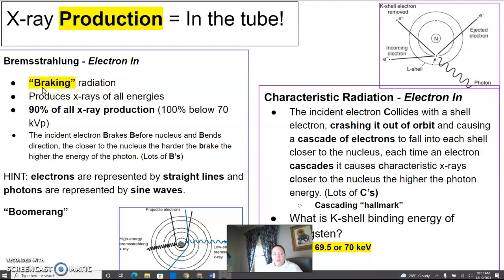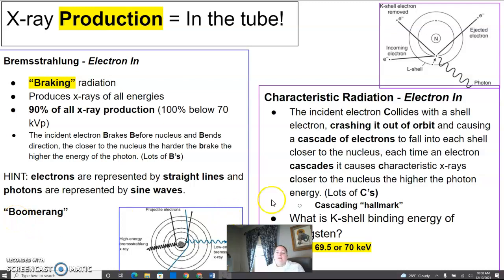Bremsstrahlung radiation, so if you get a question about braking or it loses energy, something like that, that's this one. It produces 90% of all X-ray production. The incident electron brakes before the nucleus, bending direction. The closer to the nucleus, the harder the brake, the higher the energy of the photon. I think the Bremsstrahlung interaction looks like a boomerang. The shape of it kind of looks like a boomerang, if that helps you.